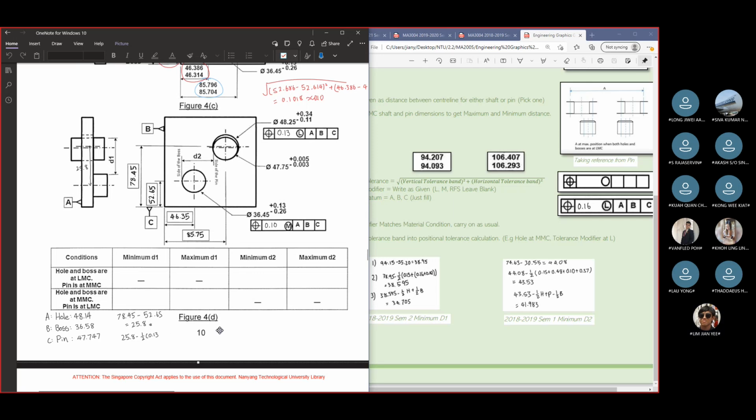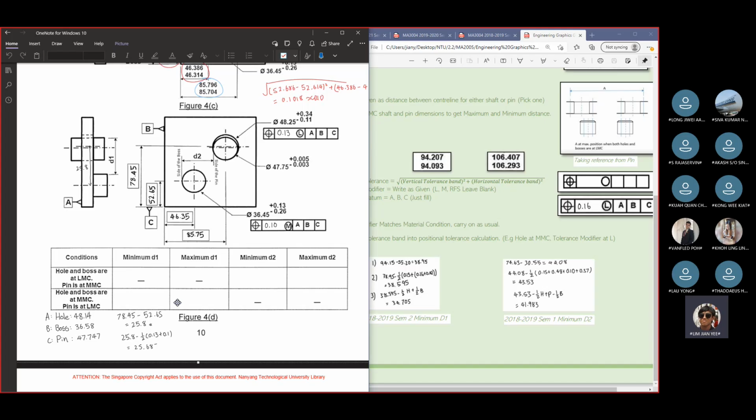Then you add the 0.10 here. Does the material condition match? The boss is M, the boss is M, so it matches. Yay! You don't have to worry about much. So this will equal 25.8 minus half, so 0.13 plus 0.1. Then you get 25.685.